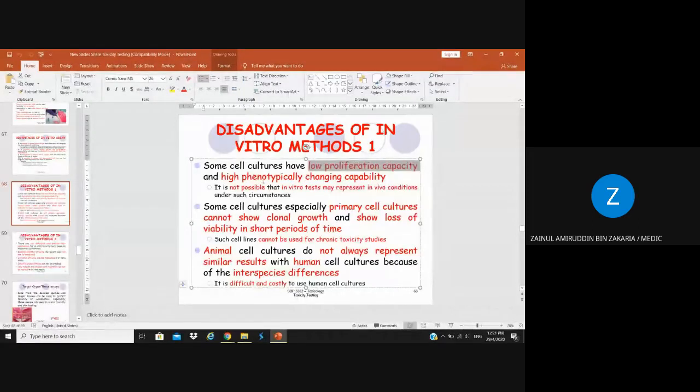Certain cells have phenotypically changing capability. They can change their phenotype, and the genetic part can change because we left them to interact with each other. They might develop a certain type of immunity, for example, compared to the parent cell. The first cell, if exposed to your substance, can be killed more easily, but after you let them proliferate for several days, because they change their phenotype, the cell is not functioning as it is supposed to function. That's why some in vitro tests may not represent in vivo conditions.